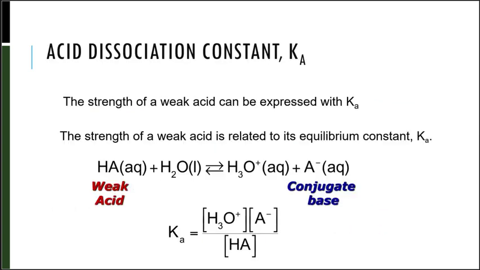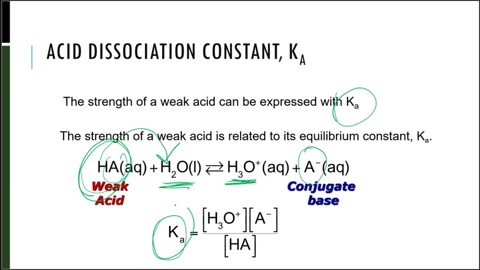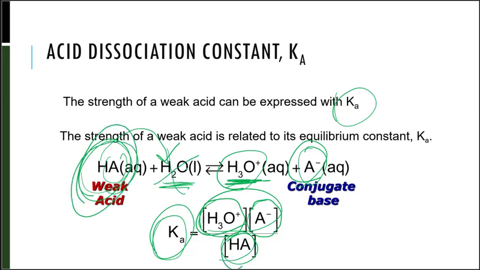The strength of a weak acid can be expressed with Ka. The strength of a weak acid is related to its equilibrium constant. If I have a weak acid in water, we know it's in equilibrium. We know that acid is going to donate a proton, leaving me with H3O plus and that conjugate base. So when I write my Ka expression, because this is an acid, I have my hydronium ion concentration times the concentration of that conjugate base all over the original acid concentration, HA. This is set up just like we've done in chapters before, where we take our products divided by our reactants. We don't include liquid water.